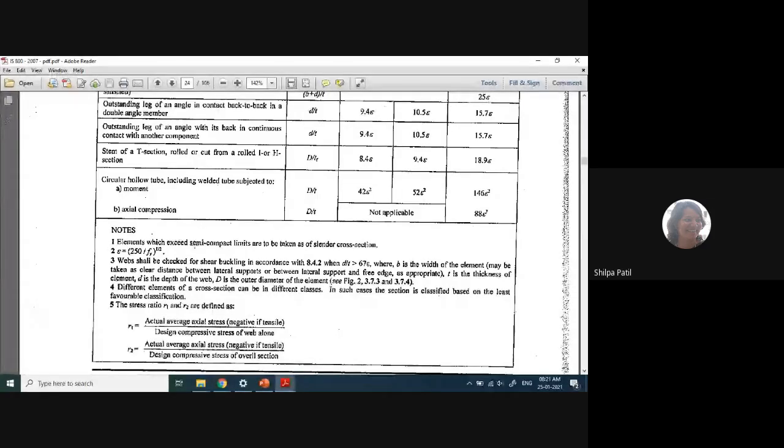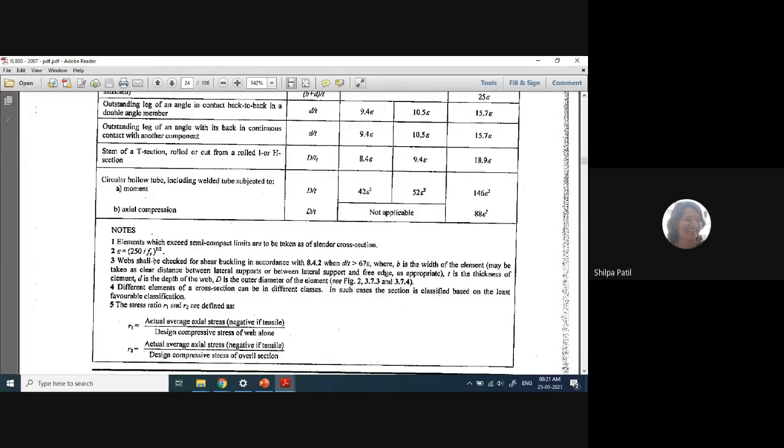Now let us read the notes given below this table. First one is: elements which exceed semi-compact limits are to be taken as of slender cross section. This we already discussed. What is epsilon? In all these formulas, we can find one term, epsilon. Epsilon is defined as the square root of 250 divided by Fy.